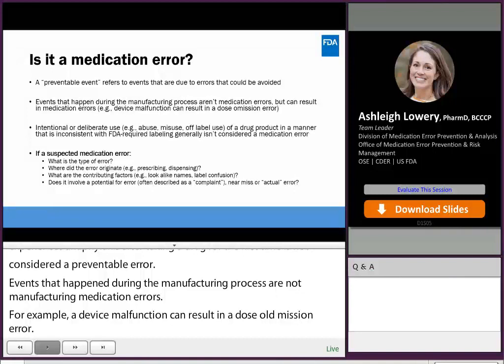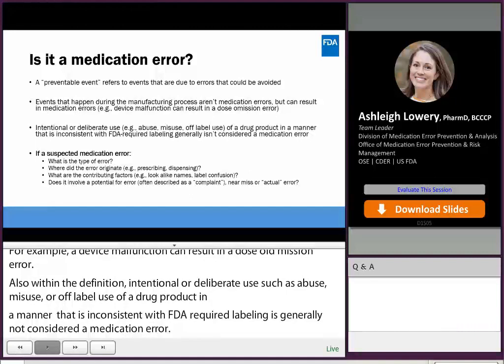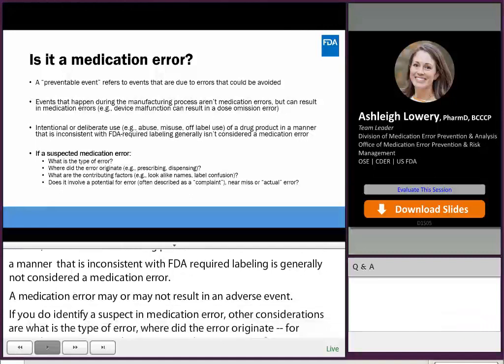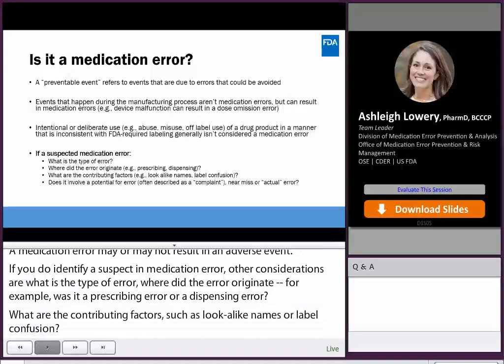If you do identify a suspected medication error, other considerations are: one, what is the type of error? Second, where did the error originate? For example, was it a prescribing error or a dispensing error? And what are the contributing factors? For example, lookalike names or label confusion. And lastly, identifying if the case involves potential for error, which sometimes can be described as a complaint, a near miss, or an actual error that reached a patient.